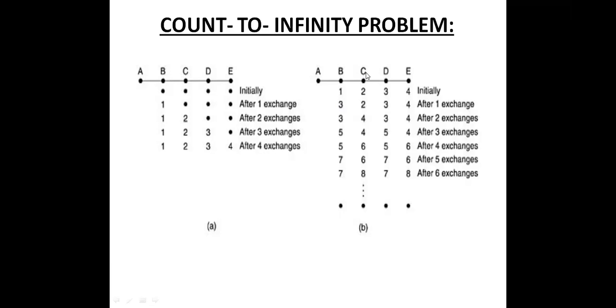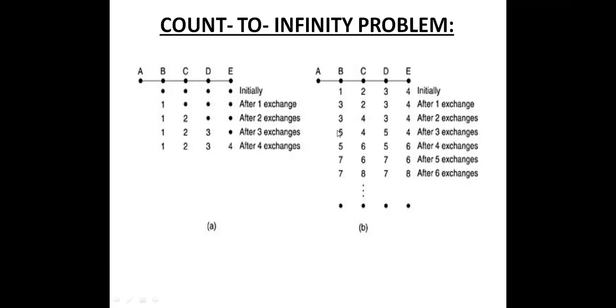There is another route from C to reach A. So B thinks like that, and it will change the value to 3. Whenever B changes the value to 3, immediately C changes the value to 4. Why? Because from B to A is 3, and then C to B is 1, so 3 plus 1 is 4.